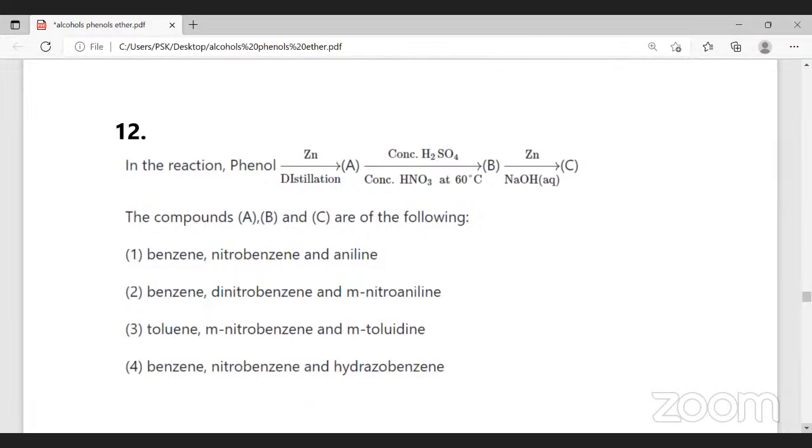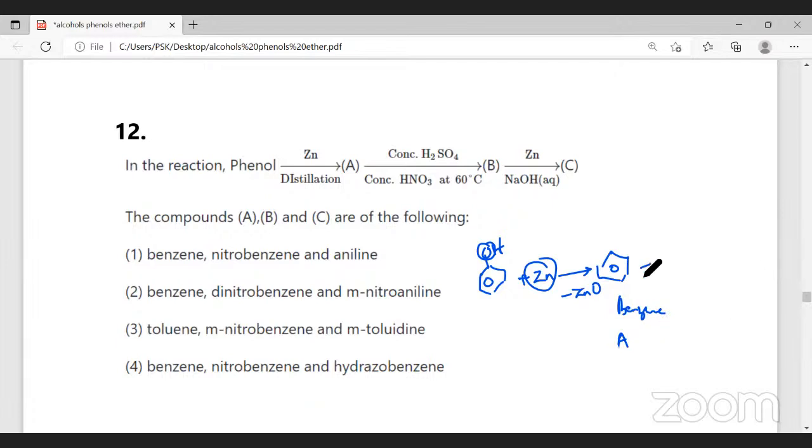The next question: in a reaction, phenol in the presence of zinc gives a product A. This product A with concentrated nitric acid and sulfuric acid at 60 degrees gives product B. And this product B, when treated with zinc and NaOH, gives a product C. Identify the compounds A, B, C. Now, when phenol is heated with zinc dust, zinc and oxygen get eliminated as zinc oxide, forming benzene. The product formed is benzene. This is A.